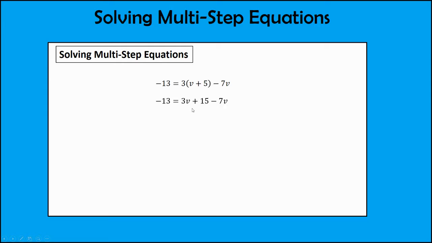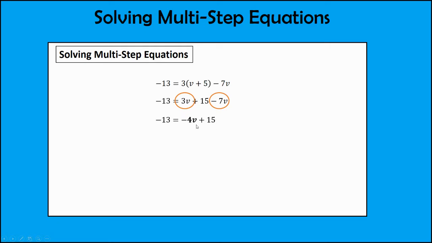I have 3 terms on the right: the 3V, the 15, the negative 7V. I want to combine like terms, which are these two, the 3V and the negative 7V. So that's going to give me negative 4V. So negative 13 equals negative 4V plus 15. Those are my like terms I put together. Now solve it. Okay, I've got it simplified.